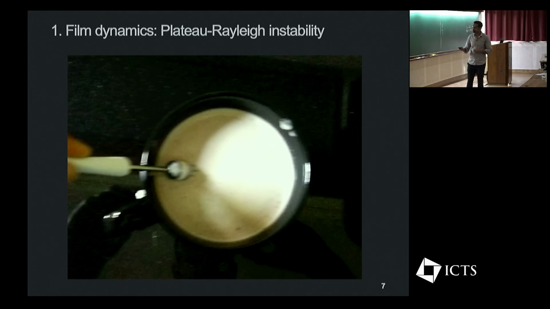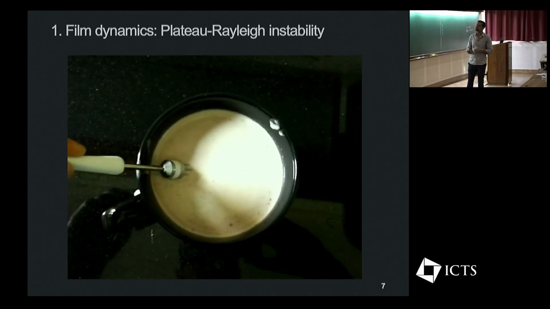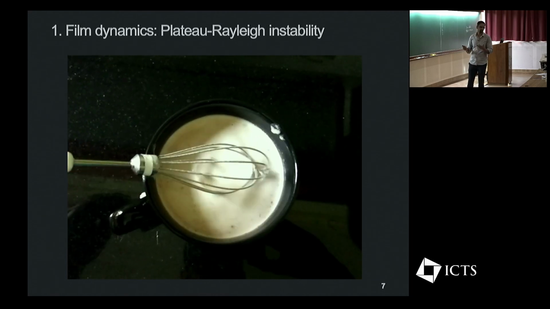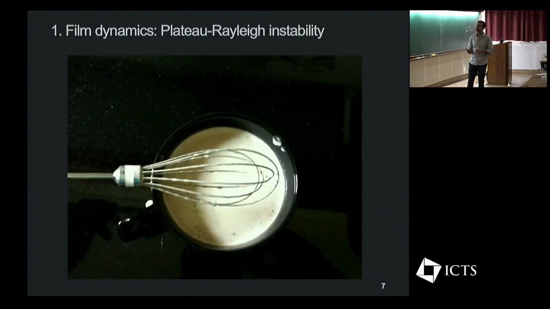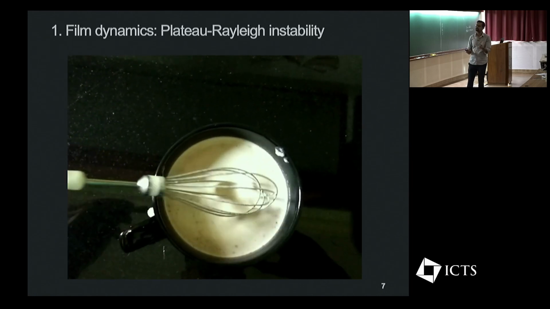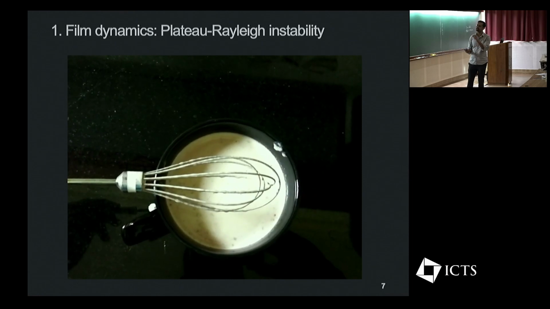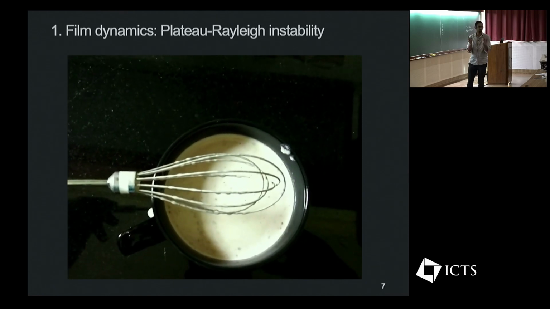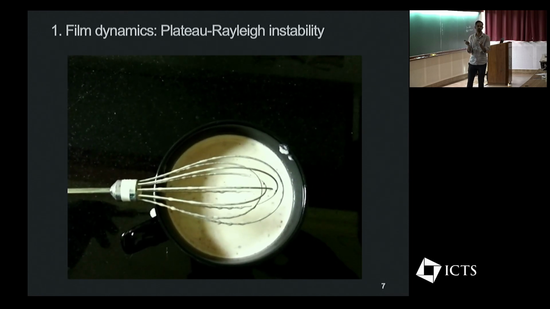So I'll show you an example here from a kitchen experiment. It's a glass of chocolate milk and I have a whisk in it. You will notice that when the whisk is drawn out, initially it's uniformly coated, but then very quickly you spontaneously develop little beads. So that is surface tension pulling the liquid into these small droplets.